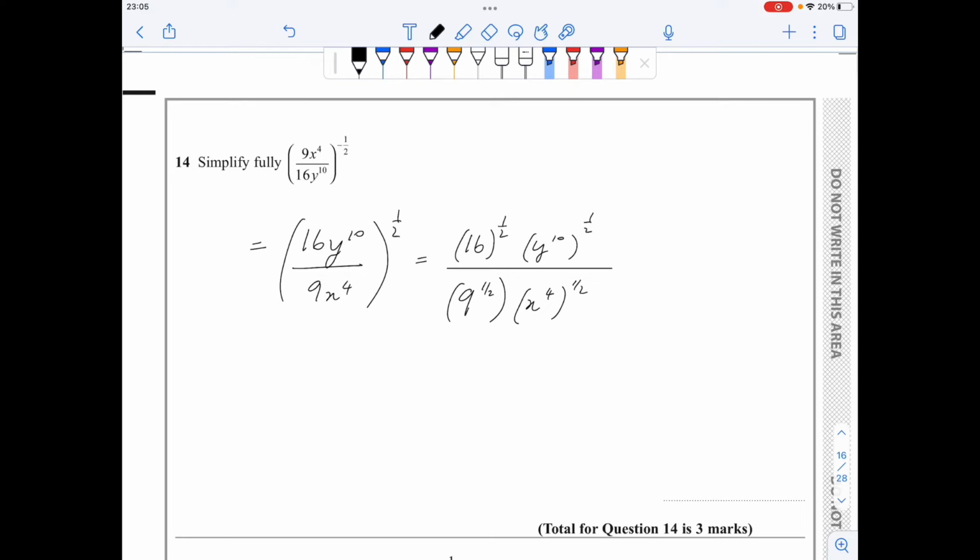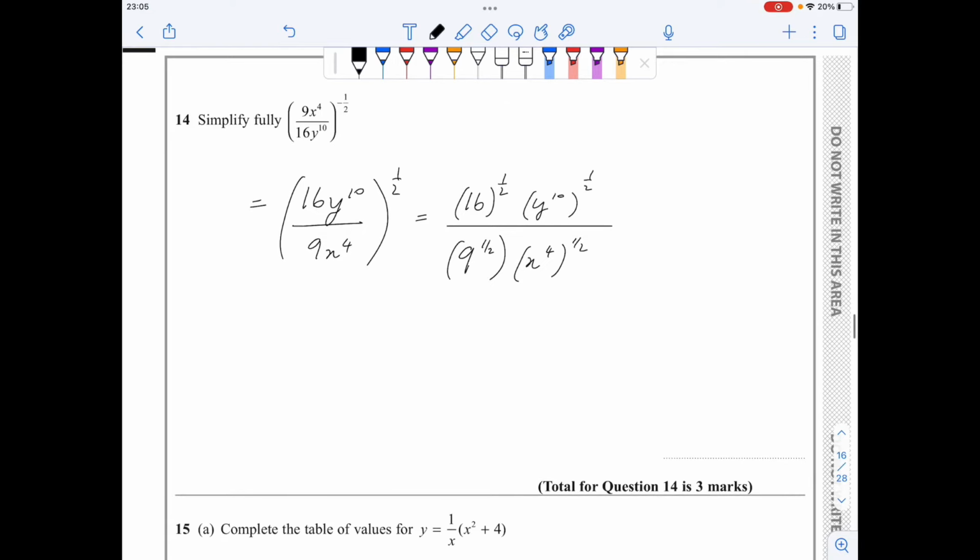Now 16 to the power of 1 over 2 is equal to 4. Here I will multiply the powers, so I get y to the 5. 9 to the power of 1 over 2 is 3. And again here I multiply the powers and get x squared, and this is the final answer.